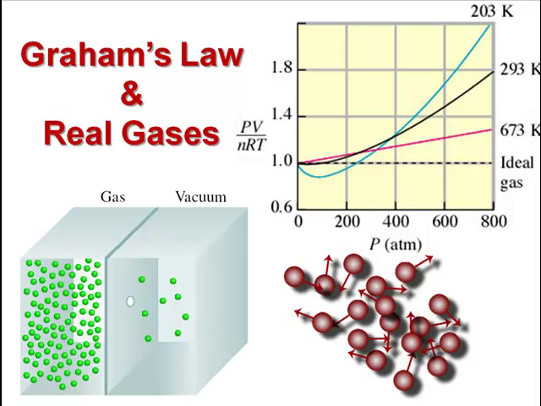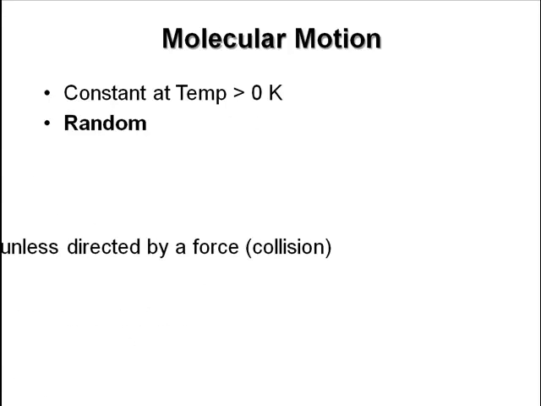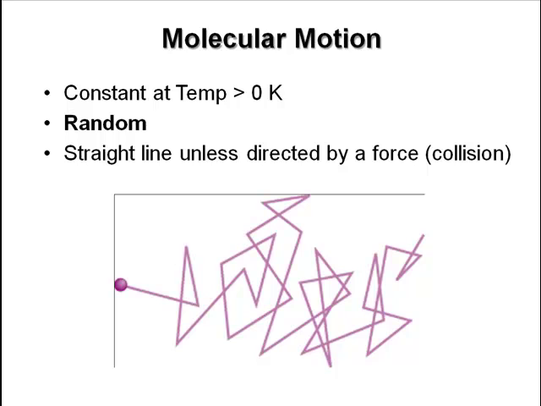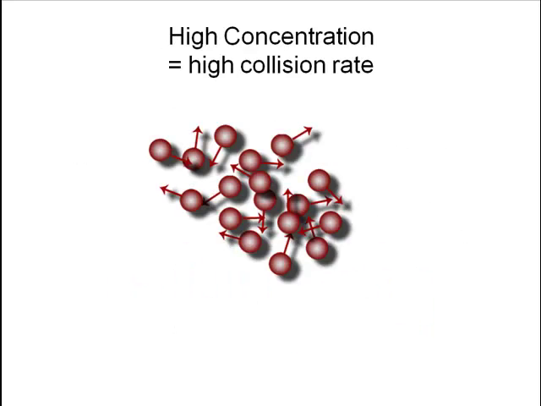All right. So, talking about graham crackers. Molecules. Kinetic molecular theory tells us this. However, this is only true if all of the kinetic molecular theory parameters are in place. Okay? So, random motion, constant temperature, above 0 Kelvin, of course.